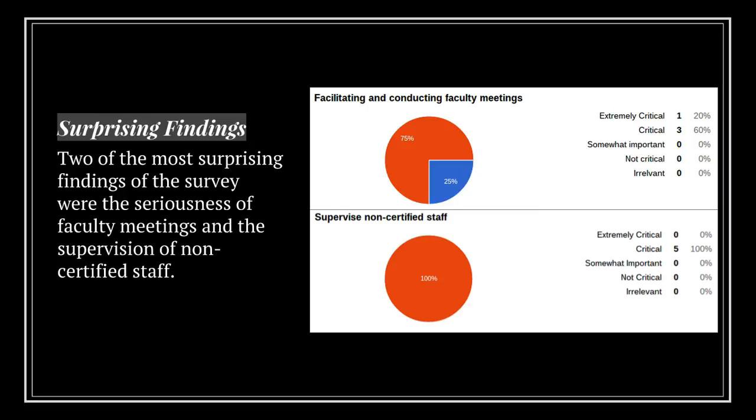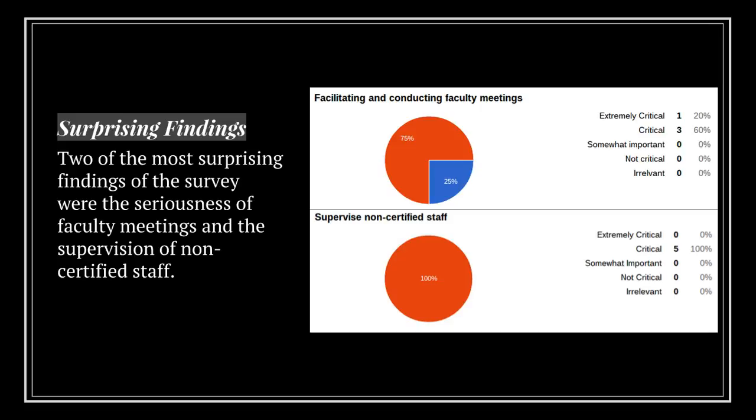Some things that I found really surprising in the results of this data were that facilitating and conducting faculty meetings were considered either critical or extremely critical, and one administrator actually didn't answer this question. It's interesting looking at that from a teacher's perspective, because building meetings, staff meetings, even sometimes contact meetings are the things we feel are the least important that we do, because they don't relate directly to working with students.